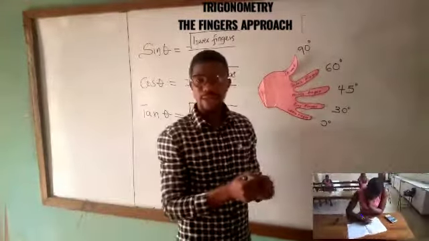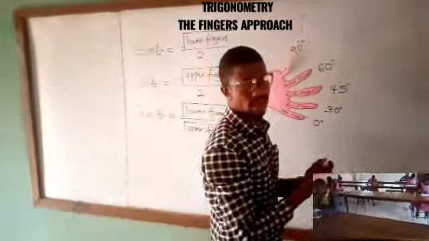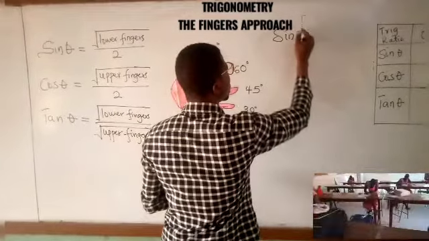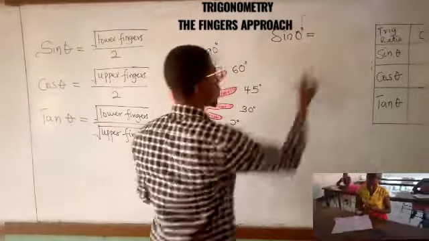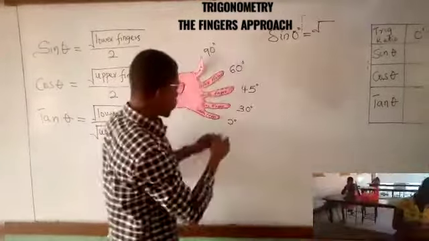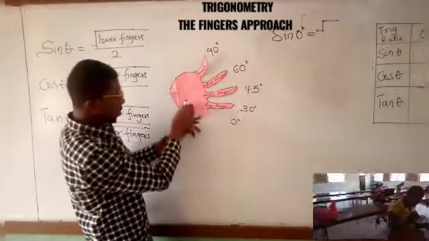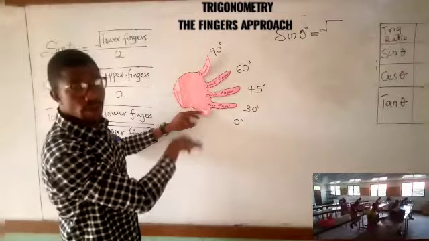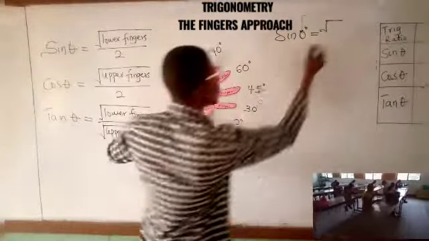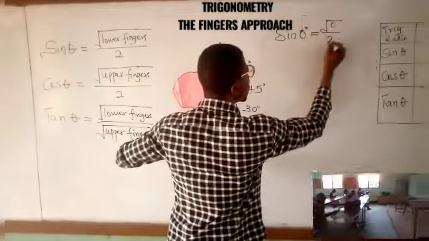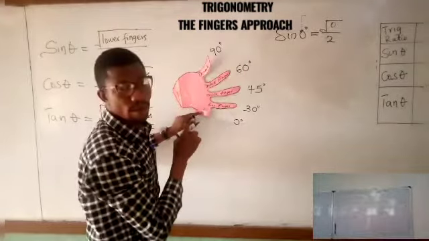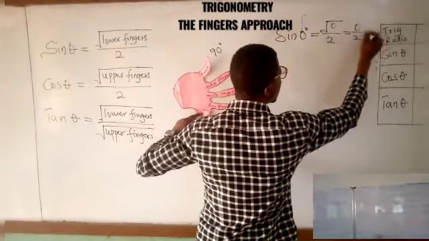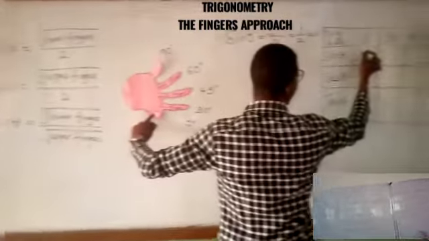Let's first of all look at sine 0 degrees. So we're going to have the sine 0 degrees this way. We count the fingers below it. There is no finger found below it. So it is the square root of 0 divided by 2, based on this formula. So 0 divided by 2 is 0. So sine 0 degrees is 0.